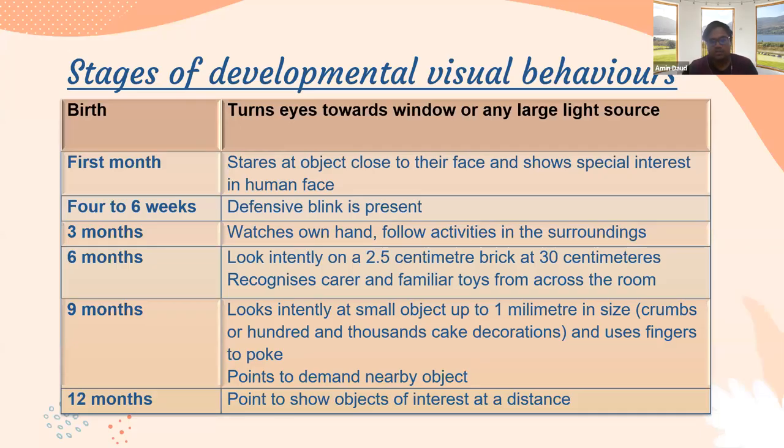For the stages of development of visual behaviors, I took this from the Birth to 5 Years Old Development textbook. They focus on at least the first year of visual development, as this is the most crucial part of the development. This is the time we can intervene if we detect a problem.